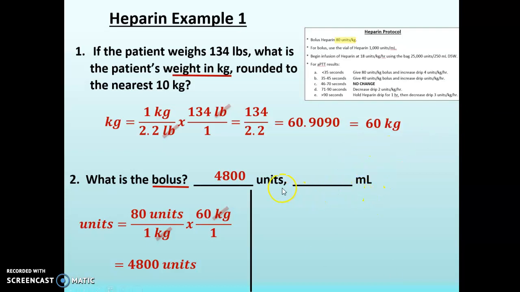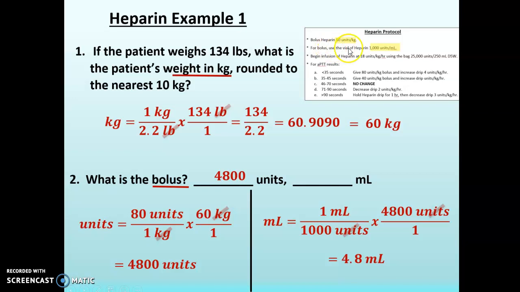So this is where, if we have our desired answer of milliliters, we're going to pull in this from the second line, the concentration, that 1 milliliter is 1,000 units. So the concentration for the bolus, we use a special vial, and its concentration says that 1 milliliter of fluid has 1,000 units of heparin in it.